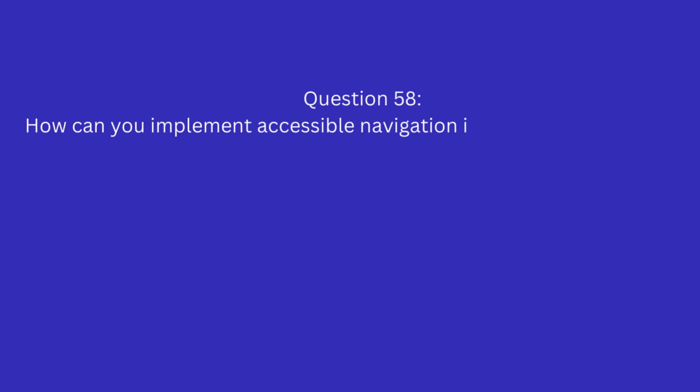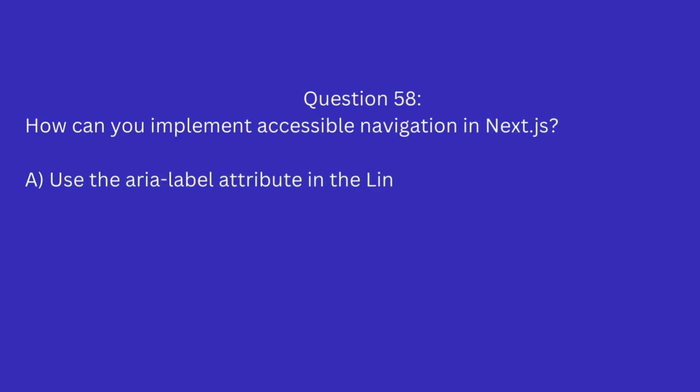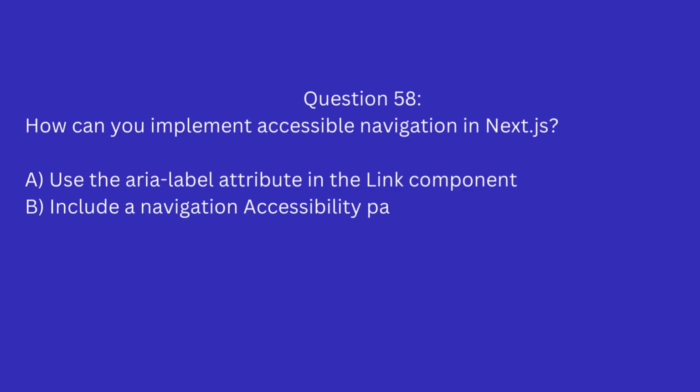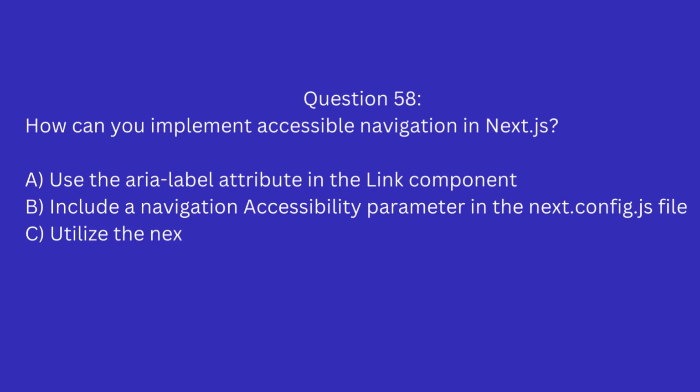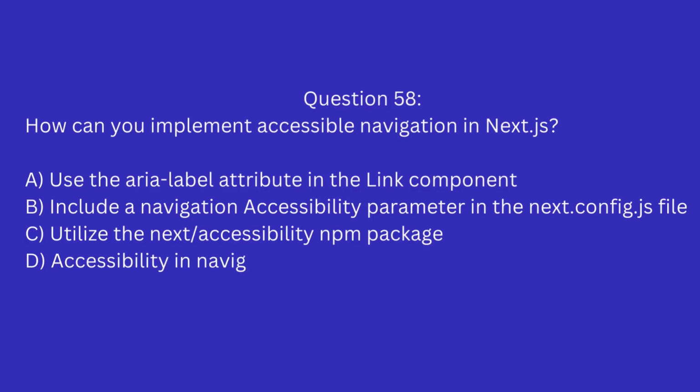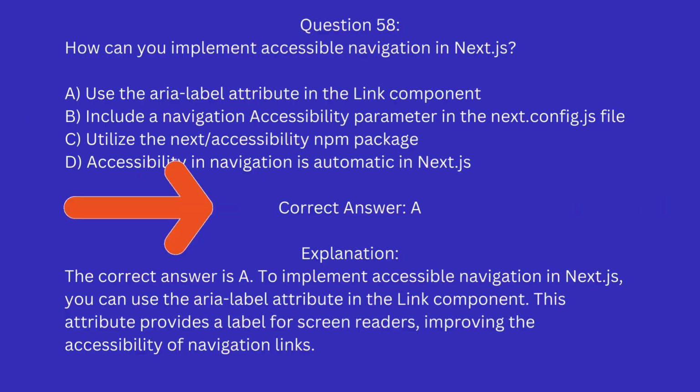Question 58. How can you implement accessible navigation in Next.js? A. Use the ARIA-label attribute in the link component. B. Include a navigation accessibility parameter in the next.config.js file. C. Utilize the next/accessibility npm package. D. Accessibility and navigation is automatic in Next.js.